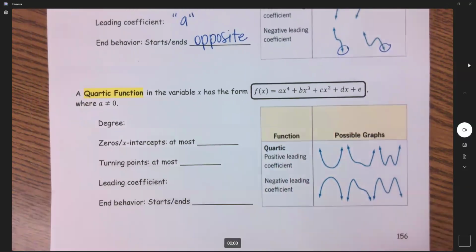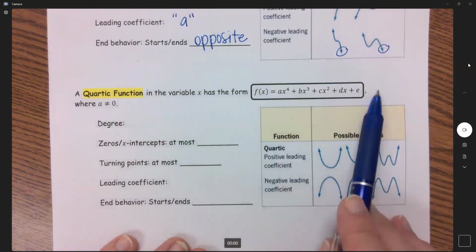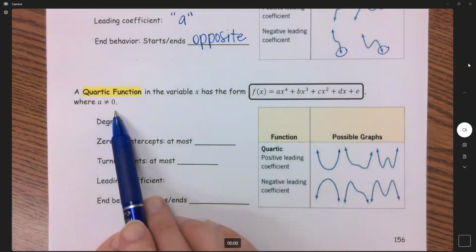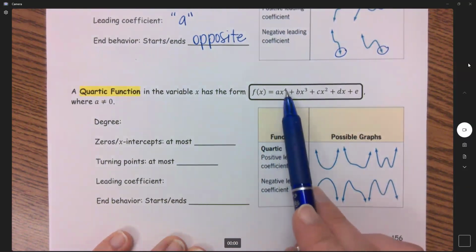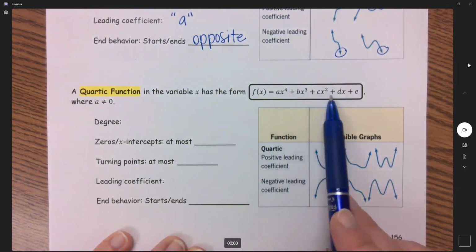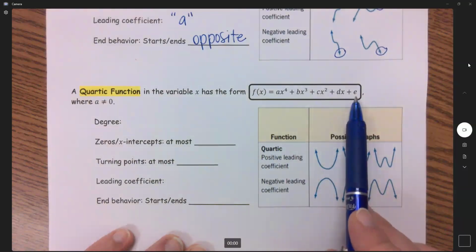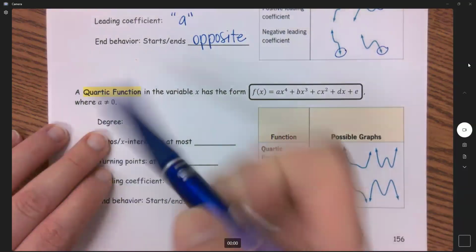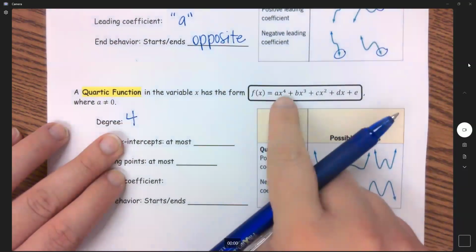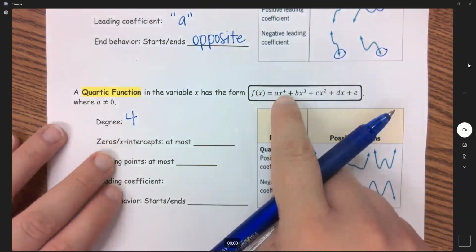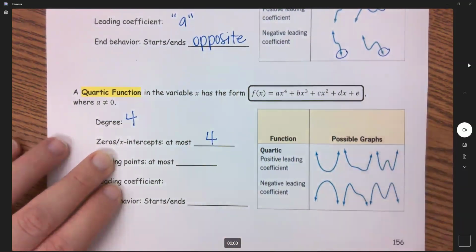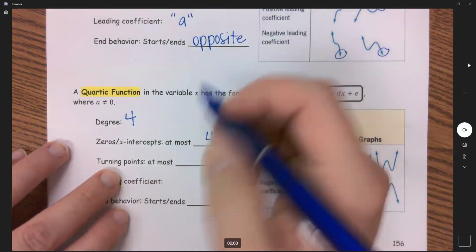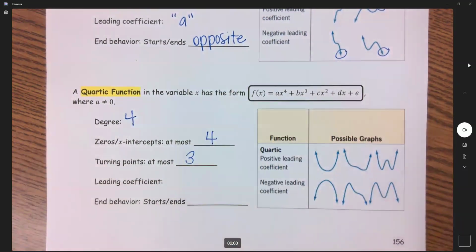Now my quartic function in the variable x is in this form here, where again, a cannot equal 0 because it's going to take away that x to the 4th. So now I have ax to the 4th plus bx cubed plus cx squared plus dx plus e. So what is my degree here? My degree this time is 4 because that's my highest exponent, which tells me I have at most 4 zeros or x-intercepts, and I have at most 3 turning points. That's your n minus 1. So pause there again.